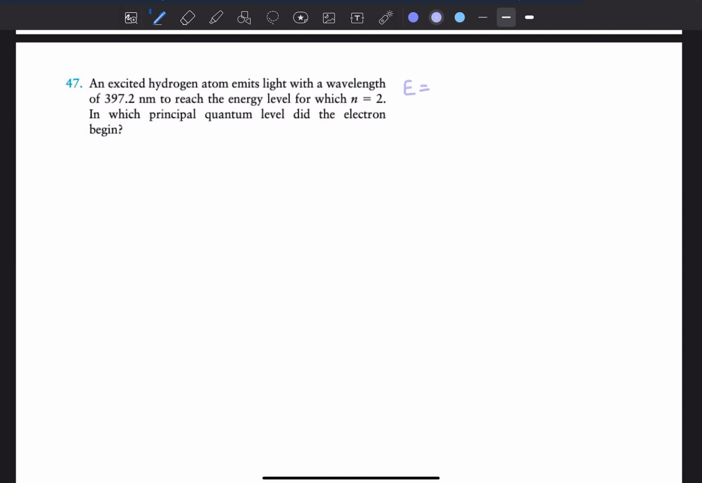One is that we know energy is equal to our constant h times our frequency, which can be rewritten as c over wavelength, meaning that energy is equal to hc over wavelength. The other formula that we need is E is equal to this constant times z squared over n squared. In this case, we can write this as z squared over n final squared minus z squared over n initial squared. And we're going to be solving for this n initial.